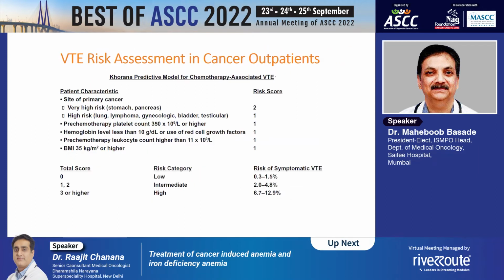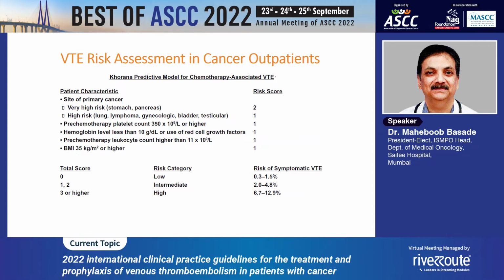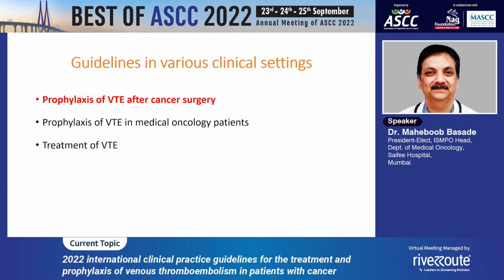So even if the primary treatment patient may be responding, because of the VTE there is increased risk to life. To assess the risk of VTE, there is the Khorana score, and depending on the risk category, either low, intermediate, or high risk, the patients with cancer can be further managed, and VTE treatment-related mortality can be avoided. So let's look into the ITAC guidelines in various clinical settings.